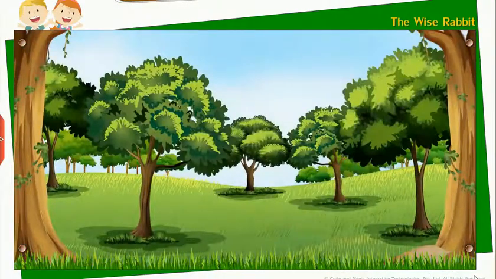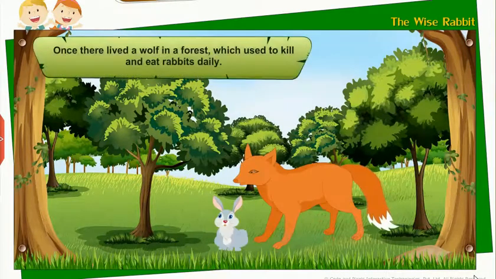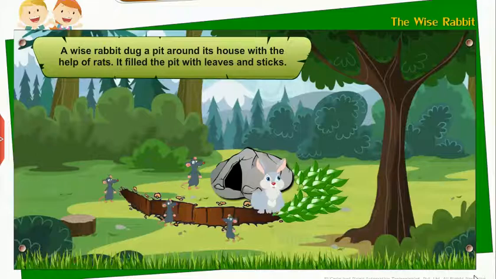Moral stories. The Wise Rabbit. Let's see a small story. Once, there lived a wolf in a forest which used to kill and eat rabbits daily. A wise rabbit dug a pit around its house with the help of rats. It filled the pit with leaves and sticks.